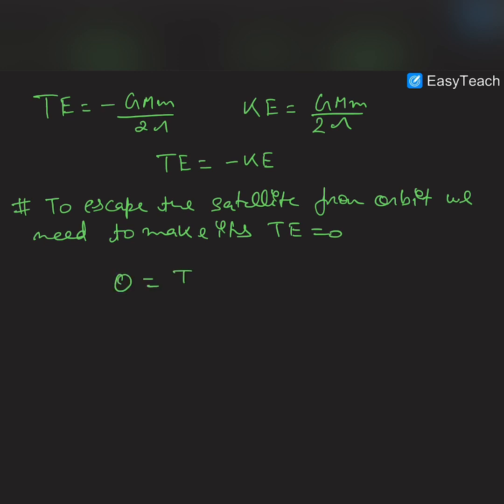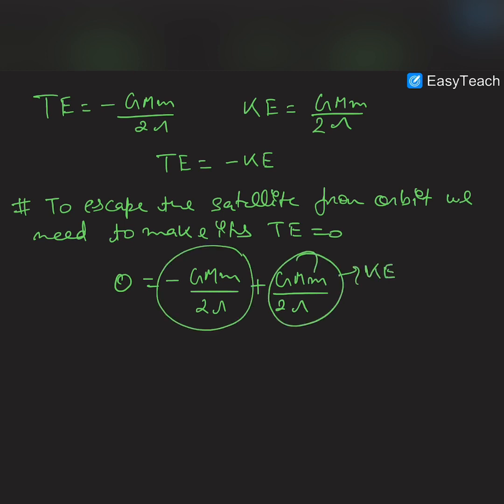So what we need is that the total energy should be zero, and zero is therefore equal to the initial total energy, which is equal to minus of GMm by 2r, plus the final potential energy. Now final should be zero, so we need to add the same amount of energy more to this satellite. So you can see that this is the kinetic energy, and this energy already has kinetic plus potential.